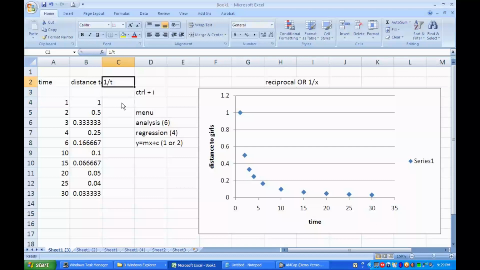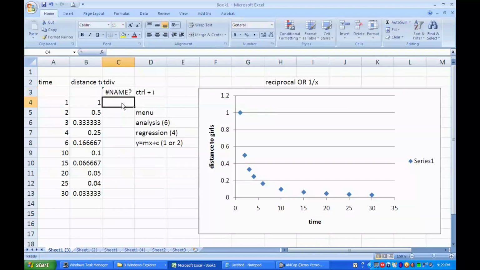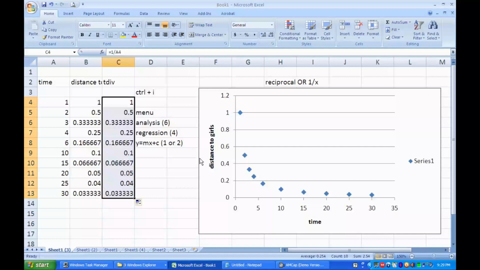Now, in your CAS, it may complain if you put in a mathematical operator for what you're trying to call it. So let's just call it tdiv. So what it actually is going to be equals 1 divided by time. And of course Excel doesn't like that. But what I'm going to do, rather, 1 divided by that. Take that all the way down.